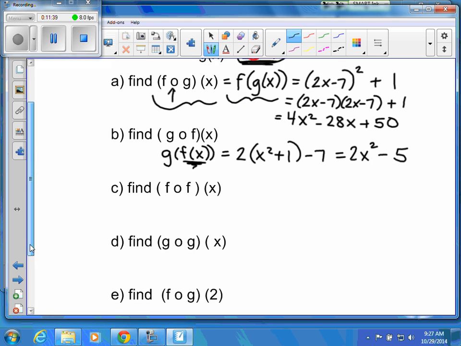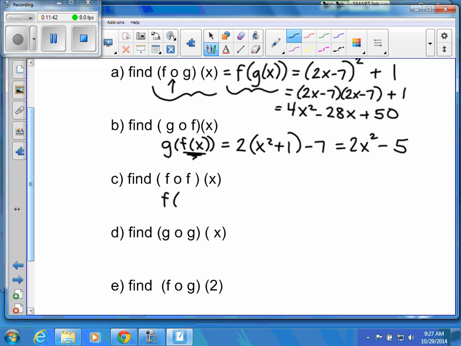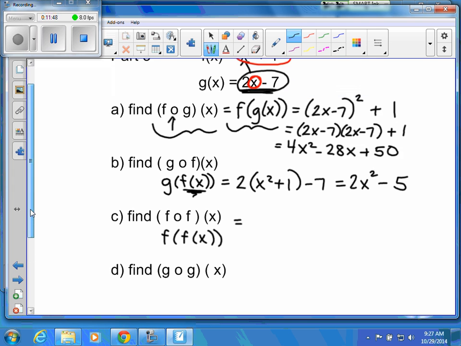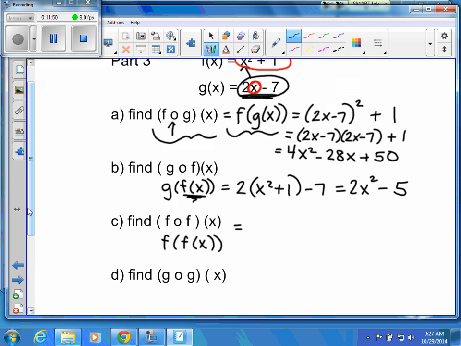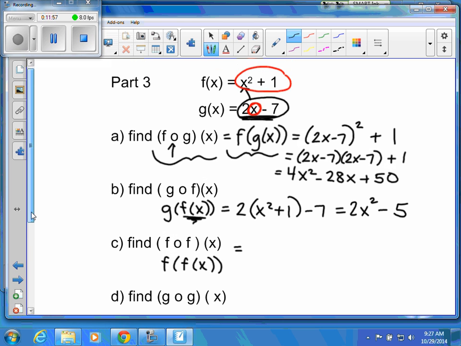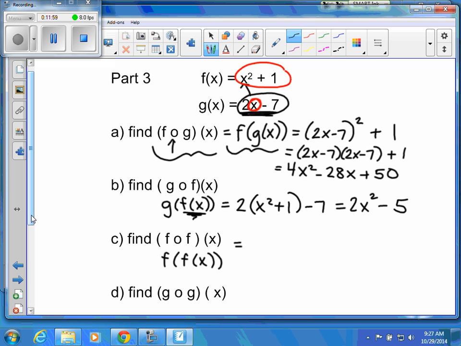Okay, now I'm going to do fof. F of f of x. So how do I do that? It's really weird, but you have to take f of x and plug it into itself. So this is what you do. F of x is x squared plus 1, isn't it? So in place of x, you're going to put x squared plus 1, square that, plus 1.